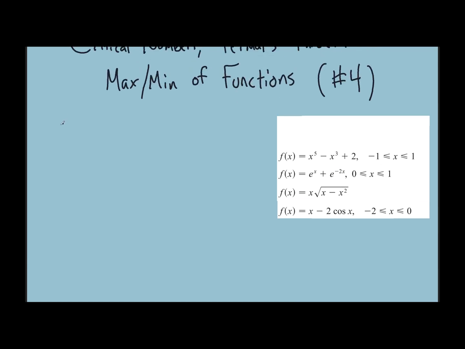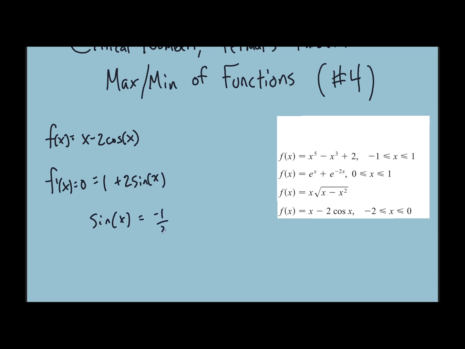f of x equals x minus 2 cosine of x. Okay, how would you take the derivative of this? This one won't be so bad. We just need to take the derivative and set it to 0. Well, it's going to be 1. And it looks like it's going to be plus 2 sine x. I'm sure you remember the derivative of cosine is a negative sine. So if I set that to 0, then that means sine of x is going to equal negative 1/2.